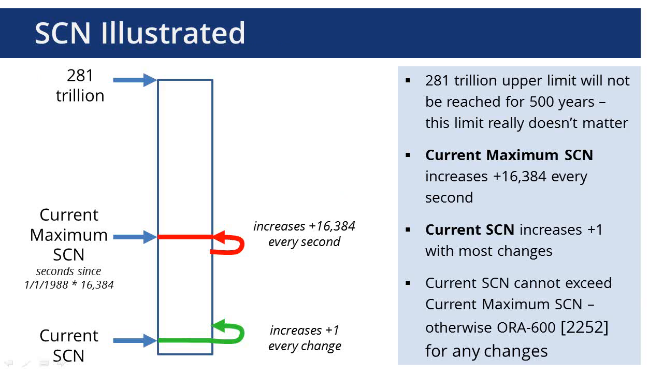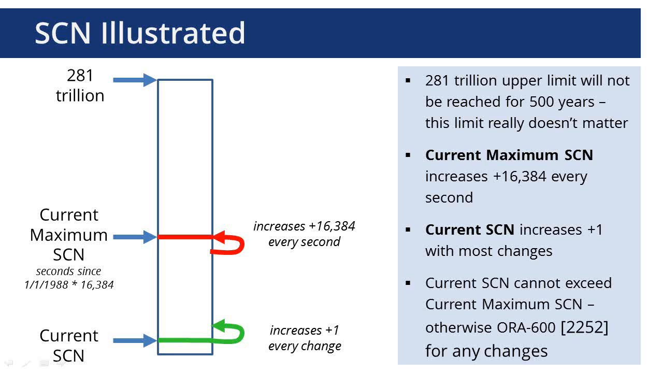And really, the 281 trillion limit is never reached here because I can't exceed the current maximum SCN, and I get into trouble there because then I'll get ORA-600 errors. And why it's designed this way, I'm not sure. Someone who knows a lot about Oracle internals could probably explain why they would need the current maximum SCN. The problem is if I do exceed the current maximum SCN, the only way to fix it is to do a database import and export, unless you wait for a period of time.